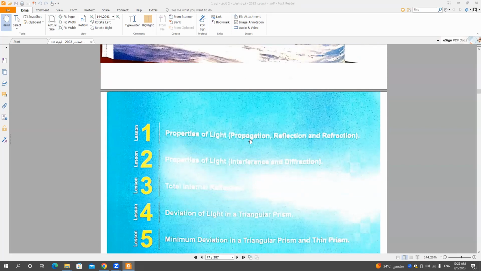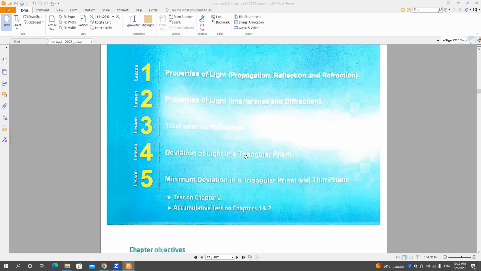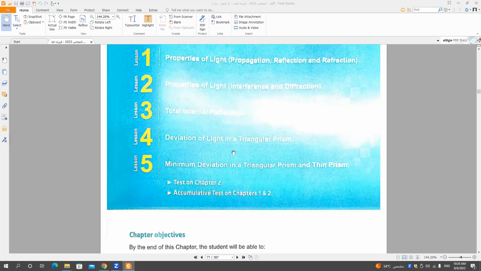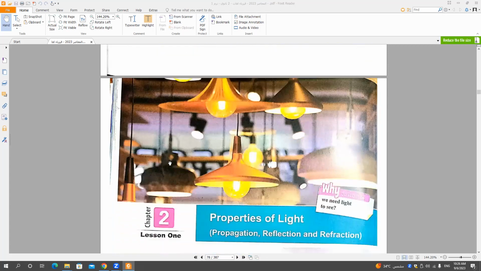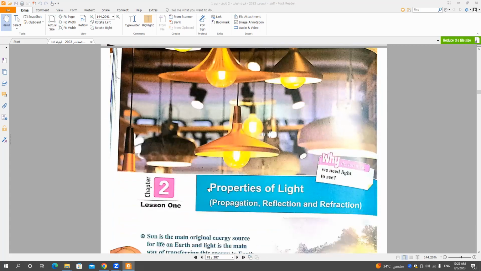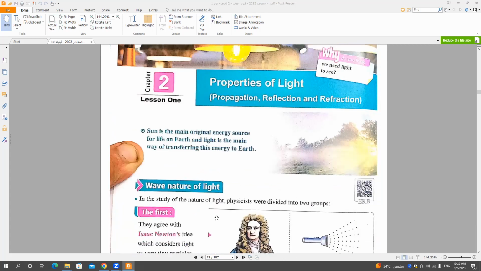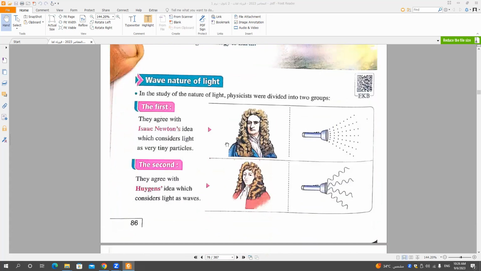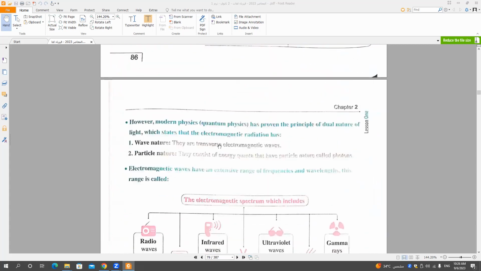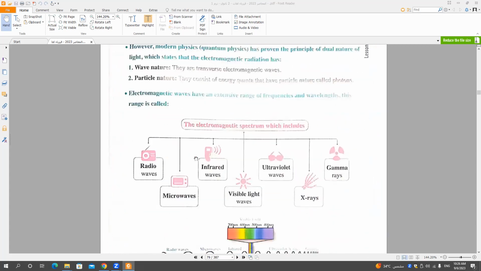We'll study the properties of light, like the propagation of light, the reflection and the refraction, light interference, light diffraction, and the total internal reflection. Okay, right. Properties of light. Firstly, light can travel in space at very high speed, 3 times 10 power positive 8, and travel in a straight line.